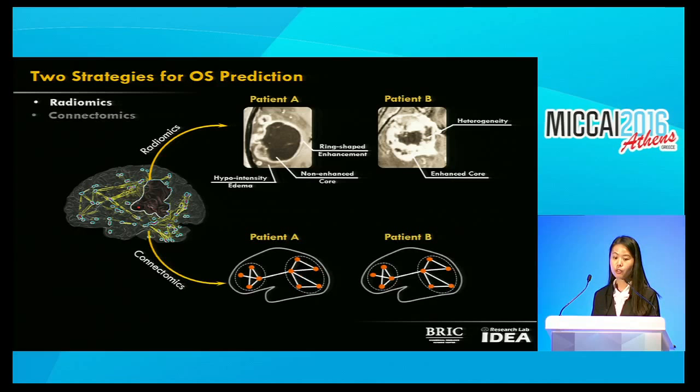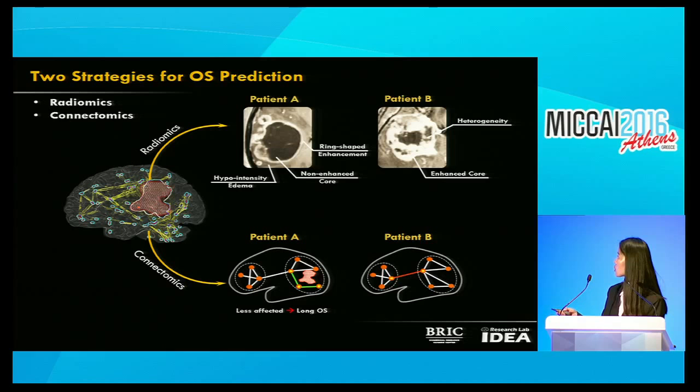From the connectomics point of view, tumors located in different positions will cause different consequences. For example, if a tumor is located here, it will only affect the connectivity or local efficiency within this subnetwork. So this patient is less affected by the tumor and may have a long survival time. If a tumor is located between these two subnetworks and destroys the main connection between them, the integrity of the whole brain network will be destroyed. So this tumor is more devastating, and this patient may have a short survival time.